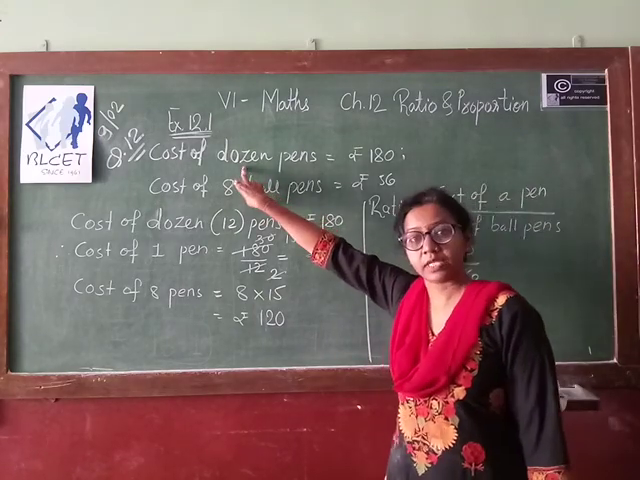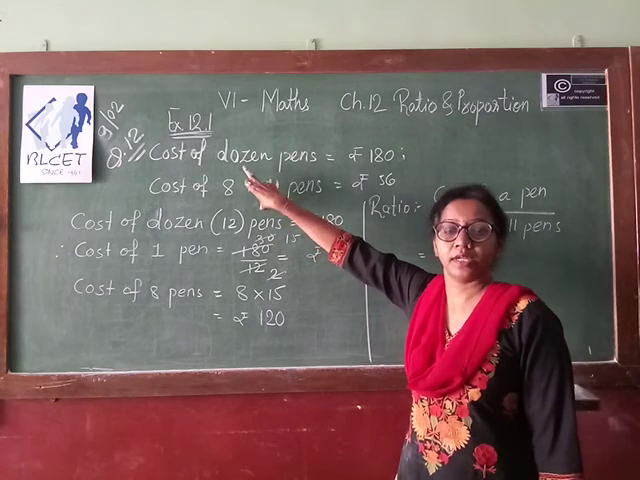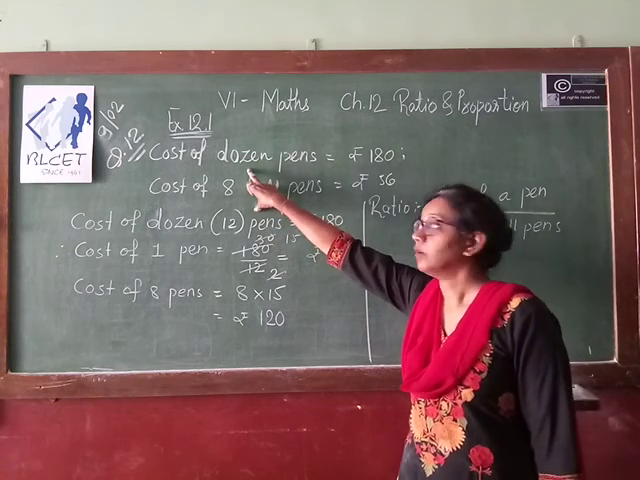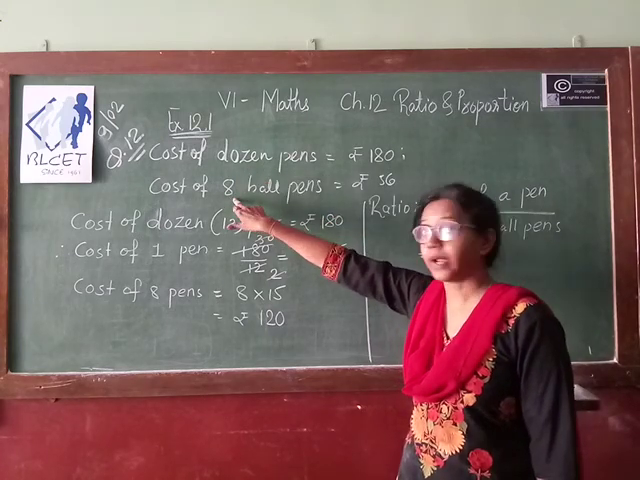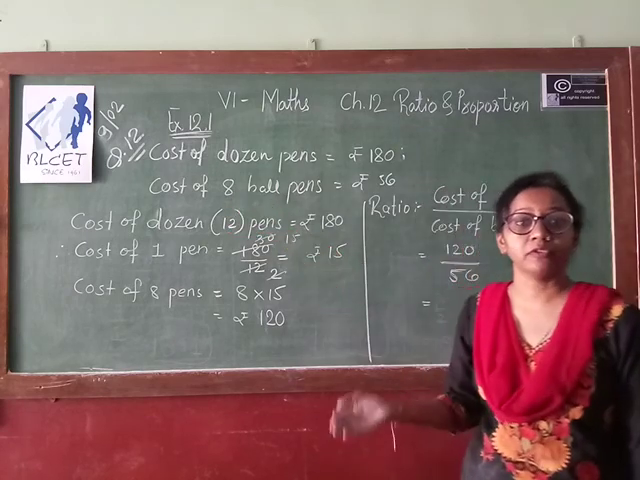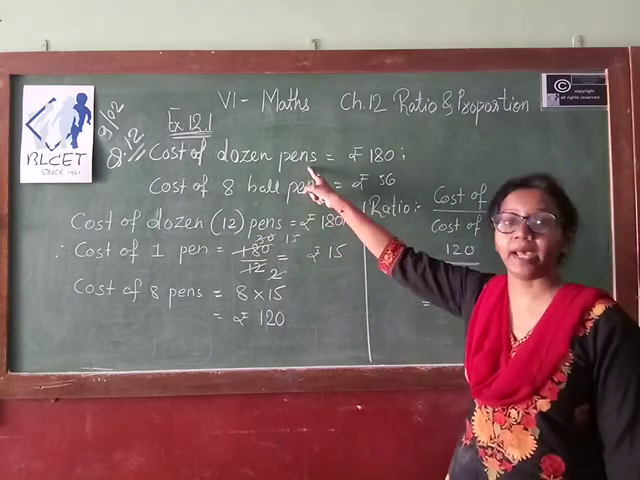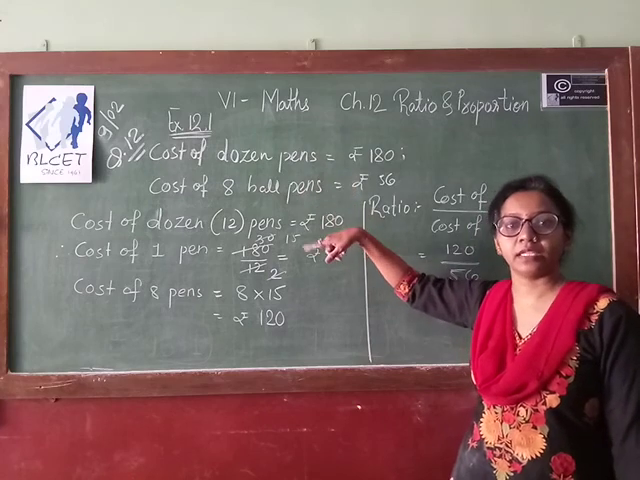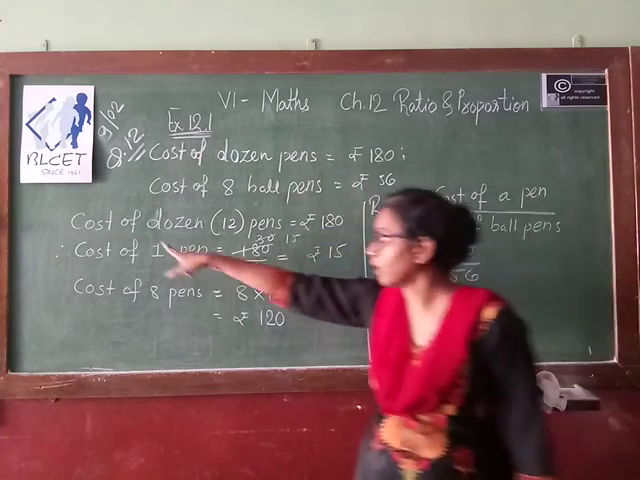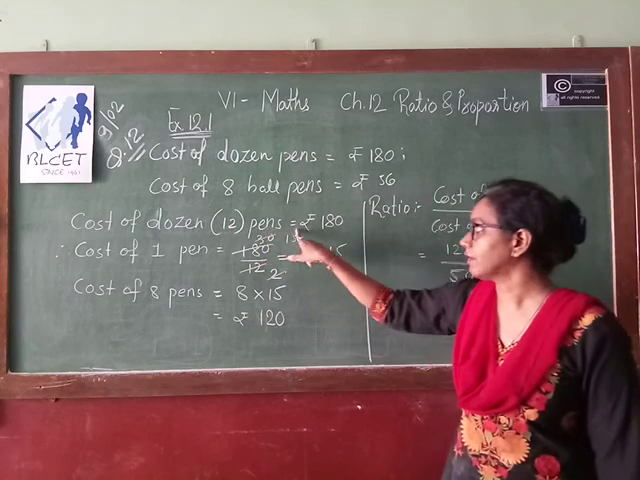The price which is given to you is for a dozen pens. So dozen means 12. And here the cost of 8 ball pens is given. So first of all we have to find the cost of 8 pens. Then only we can compare the cost. So we know that the cost of a dozen, that is 12 pens, is equal to rupees 180.